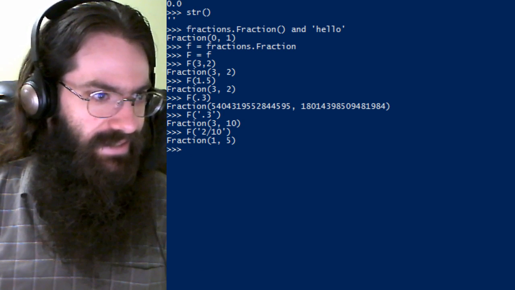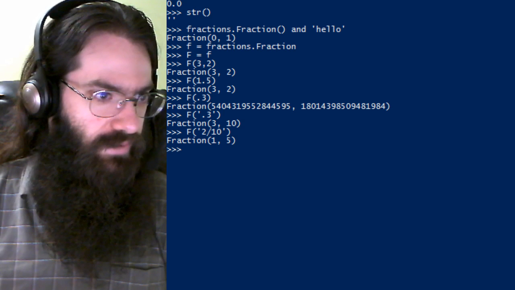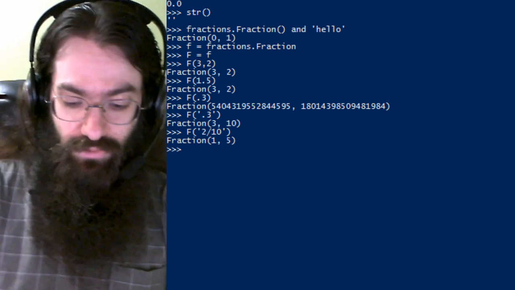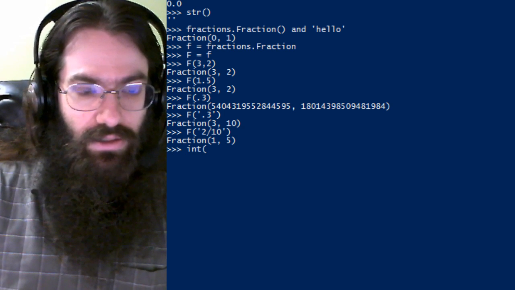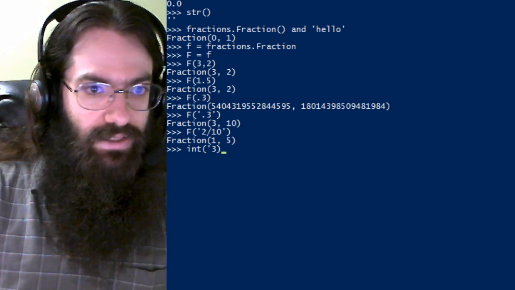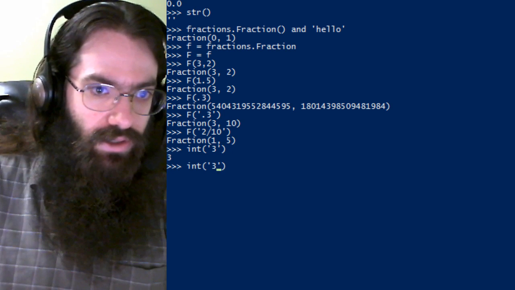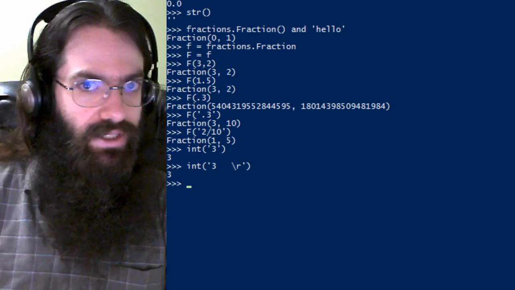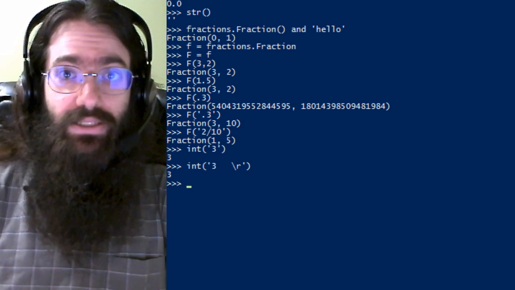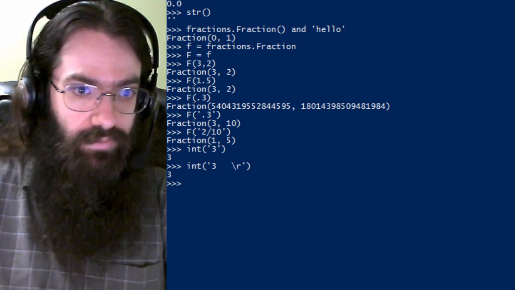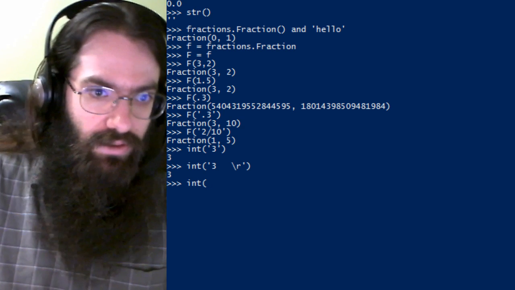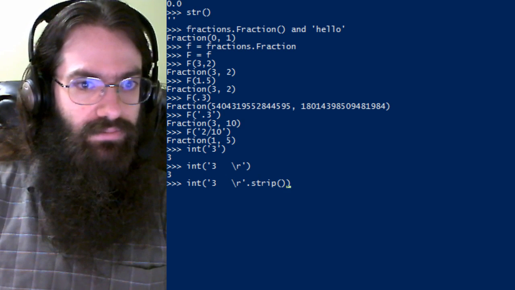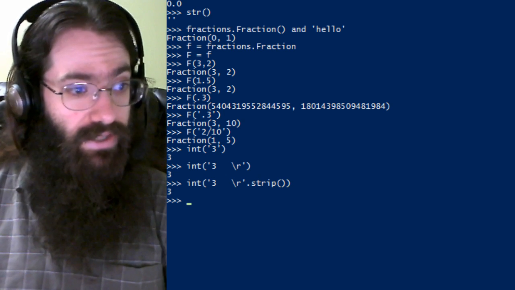there are a bunch of examples in here with things we have already done. This ignores white space. If you do int of, let's say, 3, you get 3. You can also have a bunch of spaces. It'll still be 3. It automatically strips any leading or trailing white space. Sometimes you'll do an int of this dot strip. You don't have to do that because it already does.